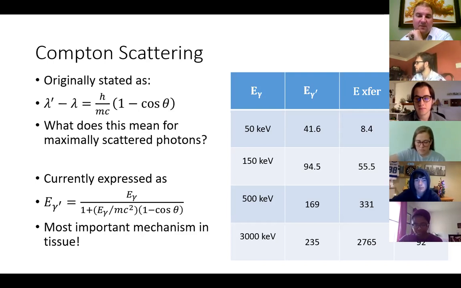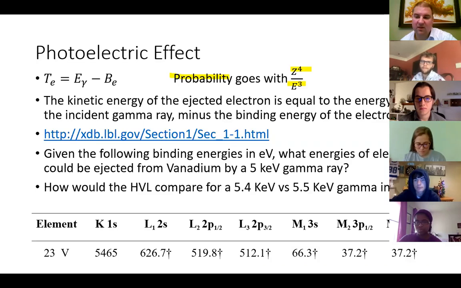And definitely the energy transferred there, that's energy transferred to the electron. That would be 8.4 keV or 8,400 electron volts. You would want to go back maybe and look at the material that it was scattering in, and you could figure out the energy of the electron by subtracting the binding energy.